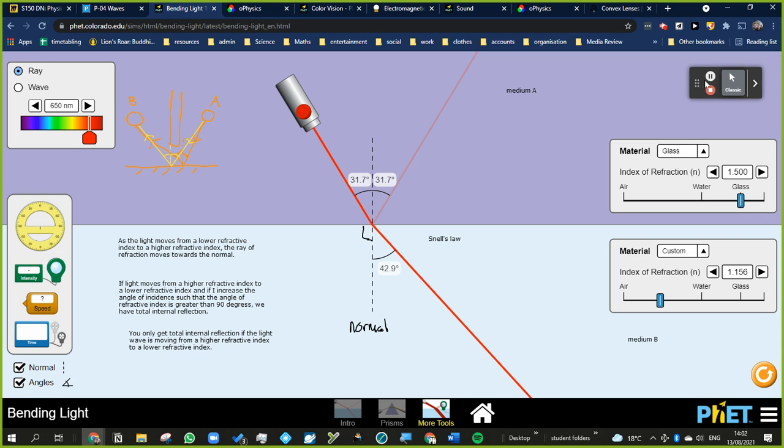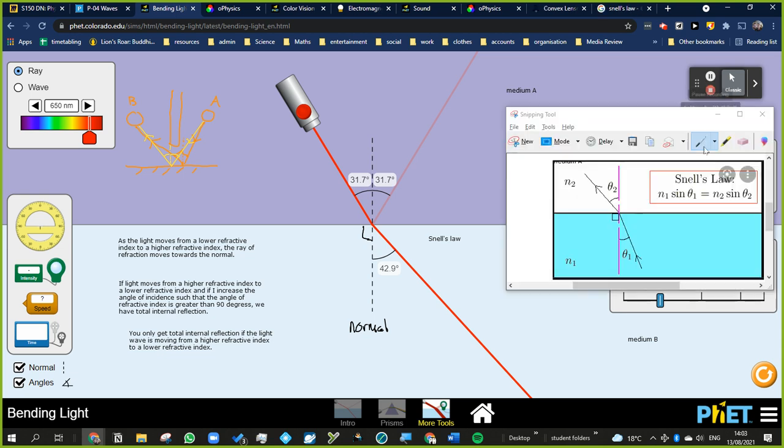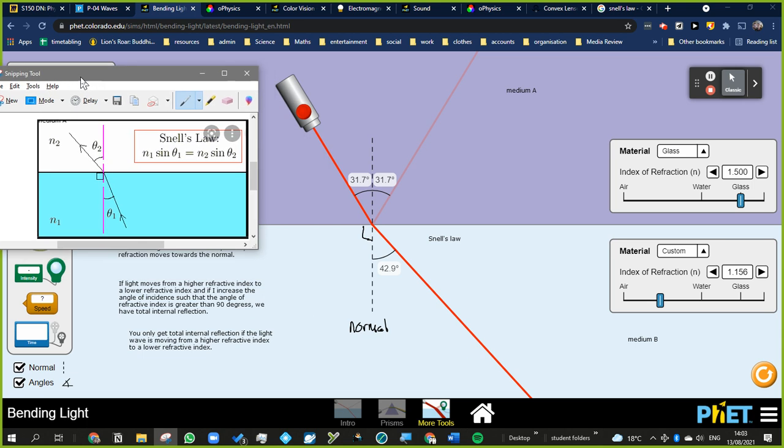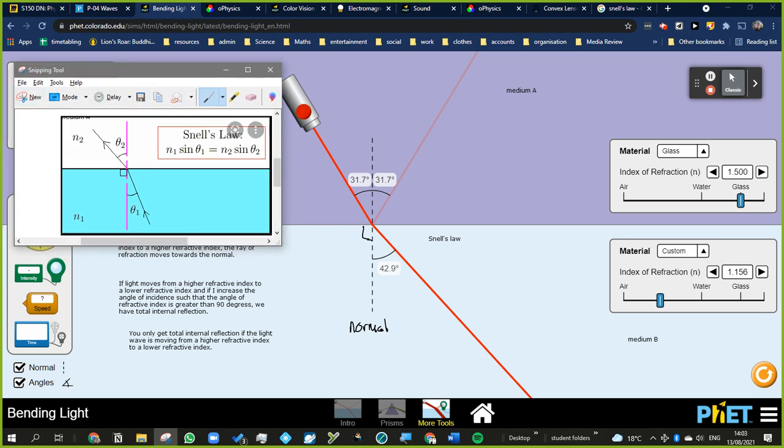So let's do a bit of research to find out what Snell's law is. Okay, so Snell's law is saying that, in this case, it's going from bottom to top, but n1 times sine theta 1, where theta 1 would be the angle of incidence, is equal to n2 times sine theta 2. Sine theta 2 would be the angle of refraction. So let's move that over here for a moment, and I'll write it in the way that we've got here. So we'll say that.